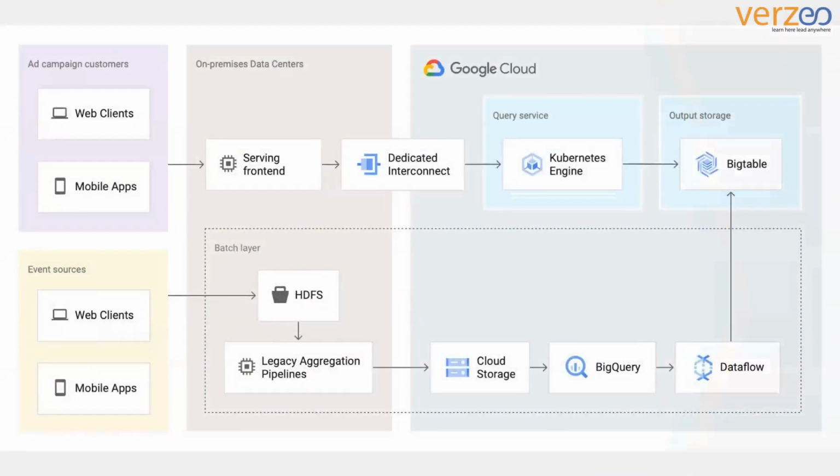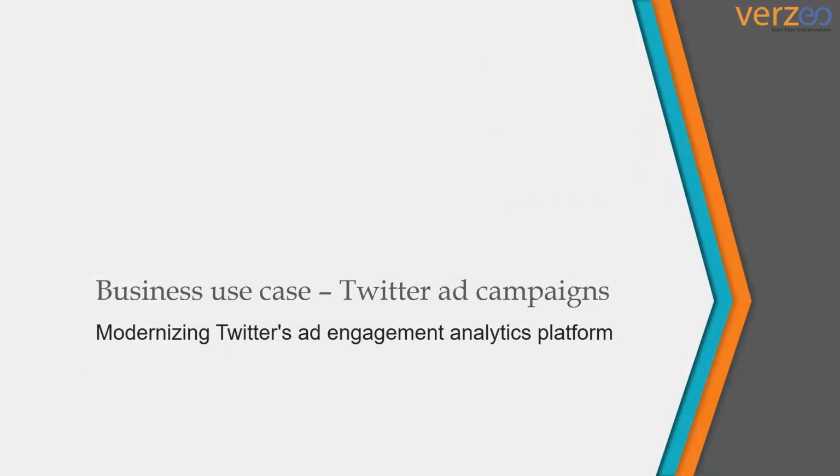So I hope you all know what Twitter does. How does it earn money? Twitter is a microblogging site, and it earns from ad campaigns. Okay, so it has to understand which ad is doing well, isn't it, guys? Only then will it understand how it is earning money.